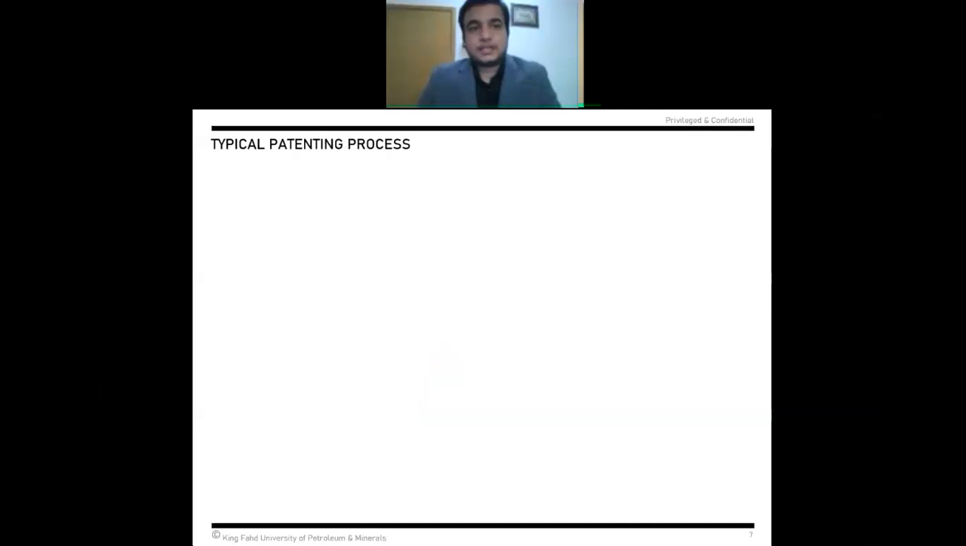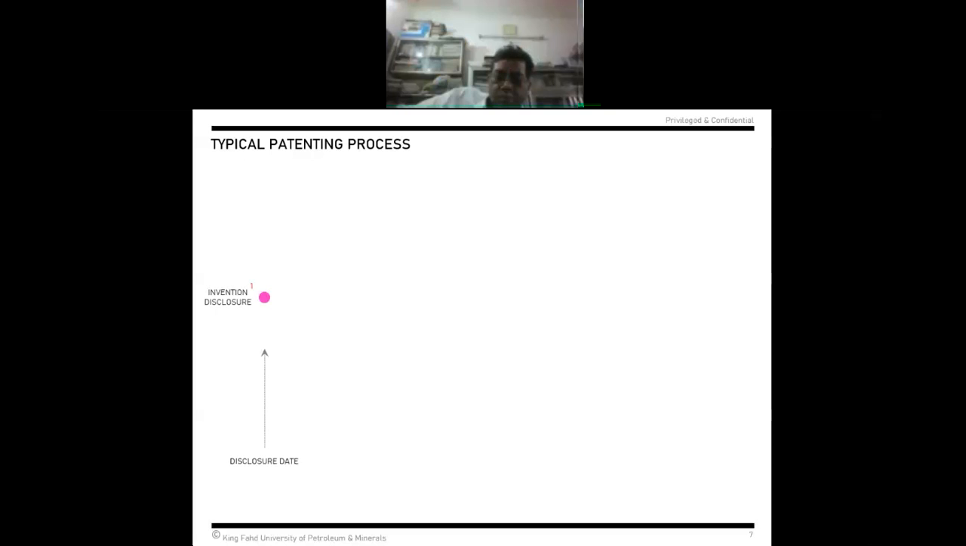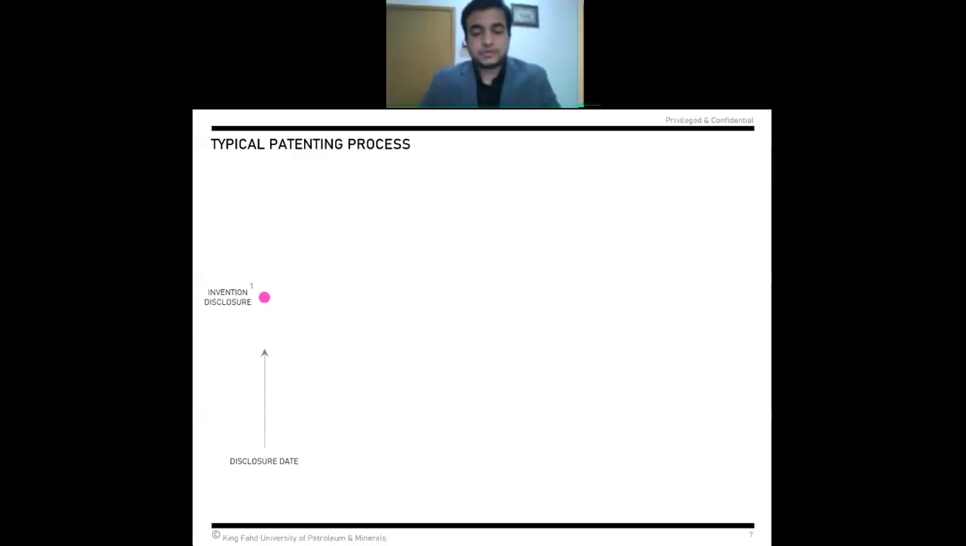Let's look at a typical patenting process and see how the process takes place. First is the invention disclosure. This is the point where an inventor goes to his own patent office, to his university's patent office, and tells the office that I have an invention and I want to disclose it. This action is called the invention disclosure.